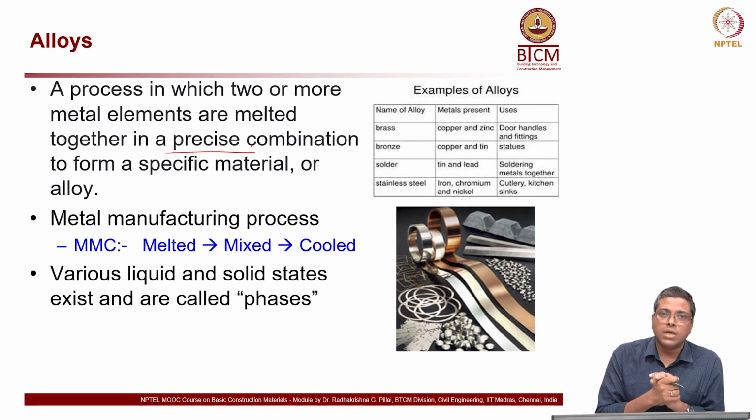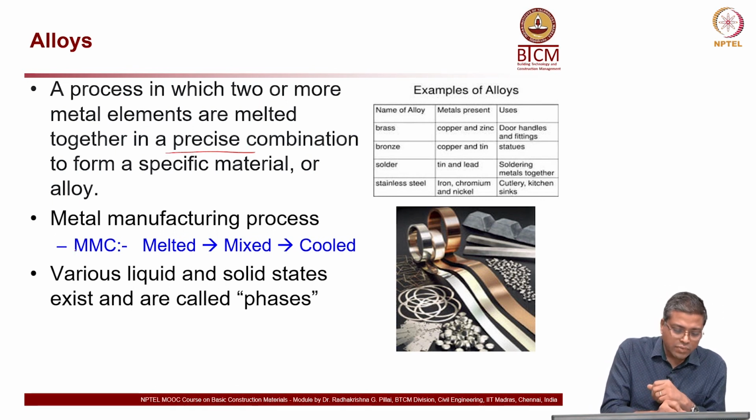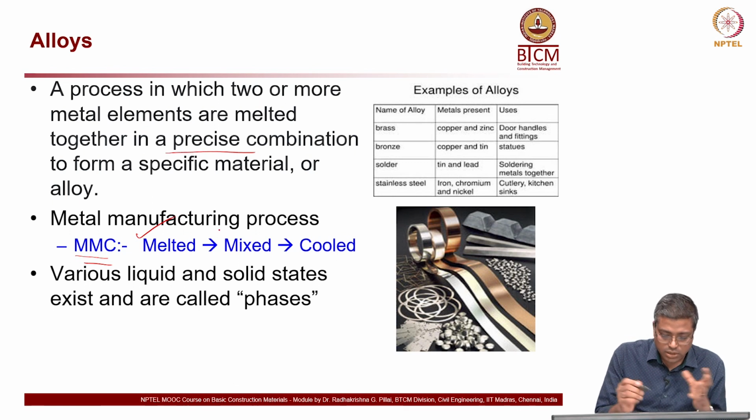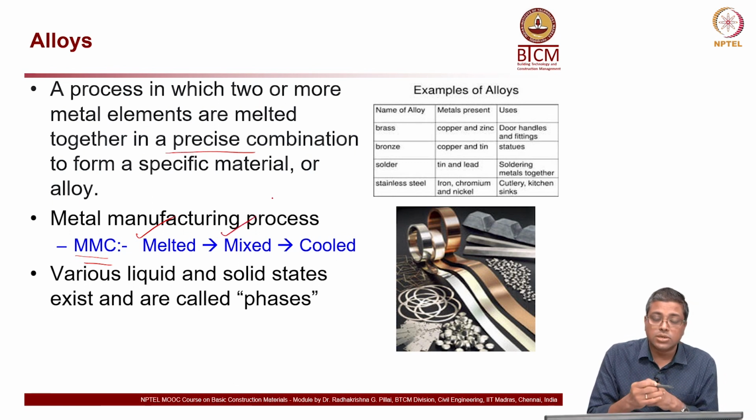Many properties are targeted. So based on the target properties, we will include other elements and mix them properly in a combination, and that process is what is called alloying. Now in general we can say the material manufacturing process: first the materials are melted, then mixed together, and then finally cooled.